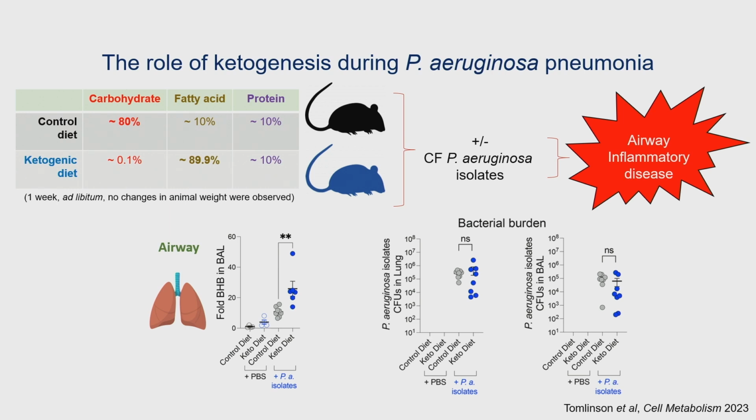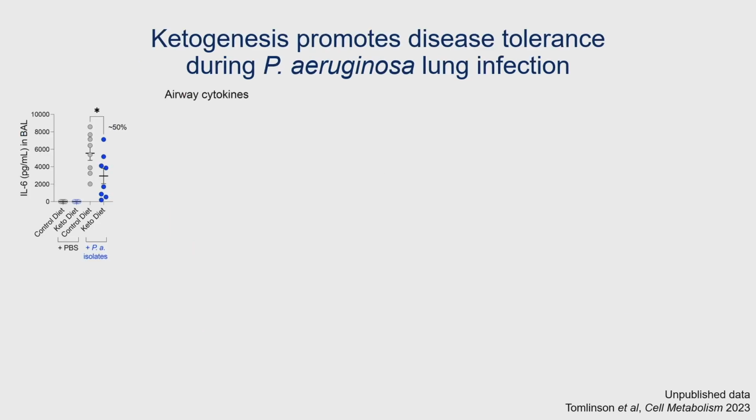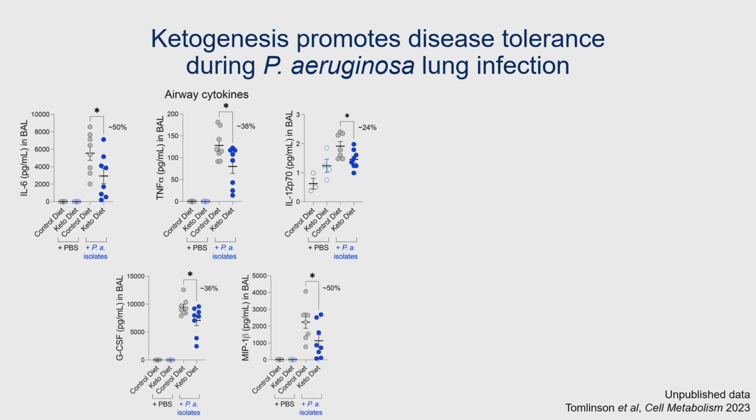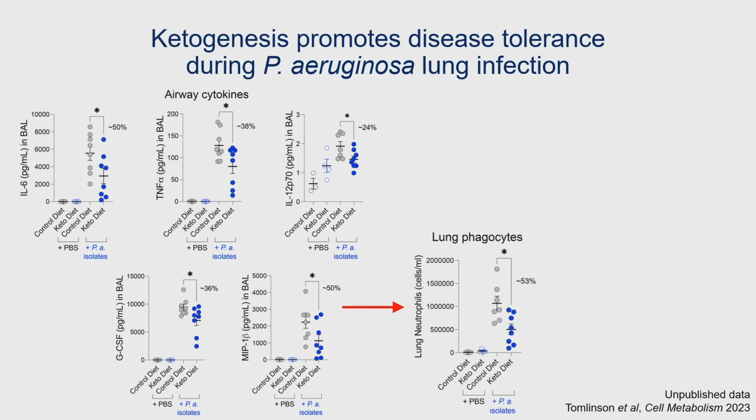So as I told you before, the ketogenesis was associated with an anti-inflammatory response, and we were expecting this. And in fact, this is what happens, because if you analyze the concentration in the airway of different tissue-damaging cytokines, such as IL-6 or TNF-alpha or IL-12p70, all these cytokines were decreased in the host under ketogenesis. And other cytokines that participate in the recruitment of neutrophils, which we know are very important in cystic fibrosis, were also suppressed in the ketogenic environment. And of course, the amount of neutrophils infiltrating the airway during infection decreased by 50%.